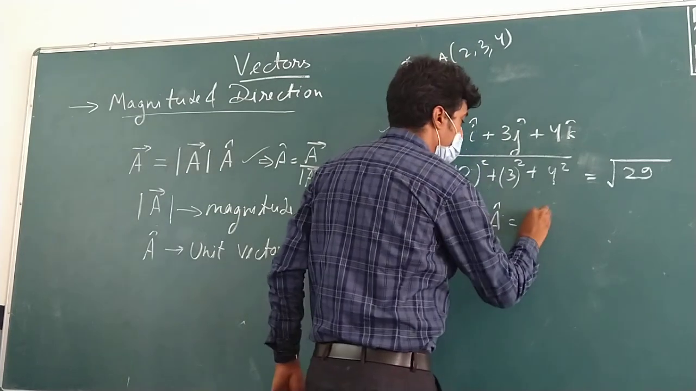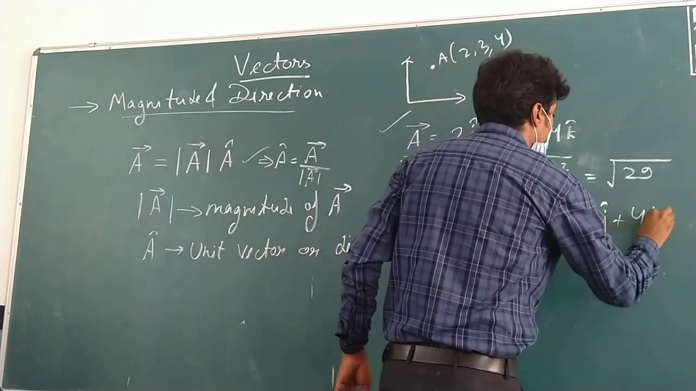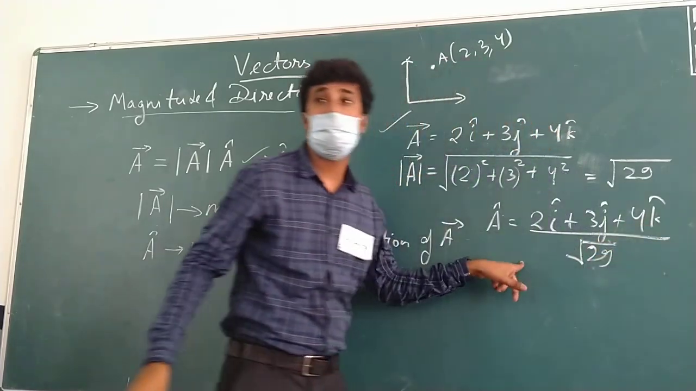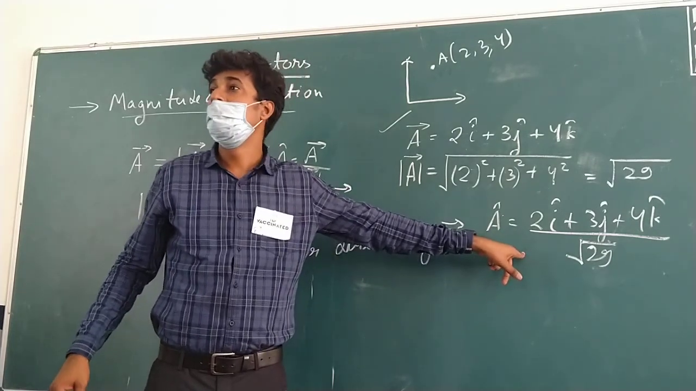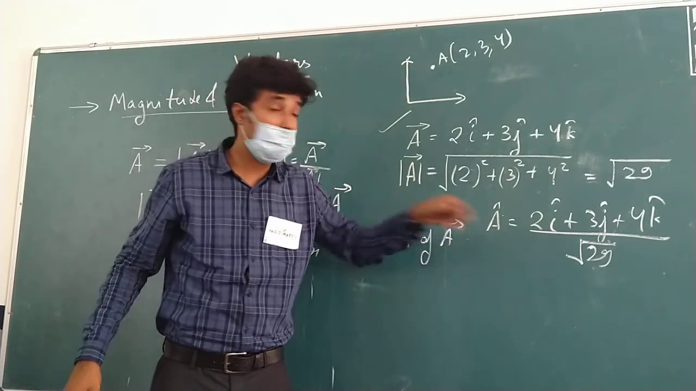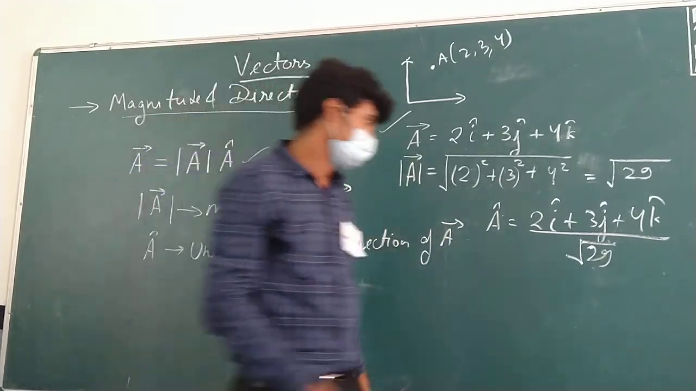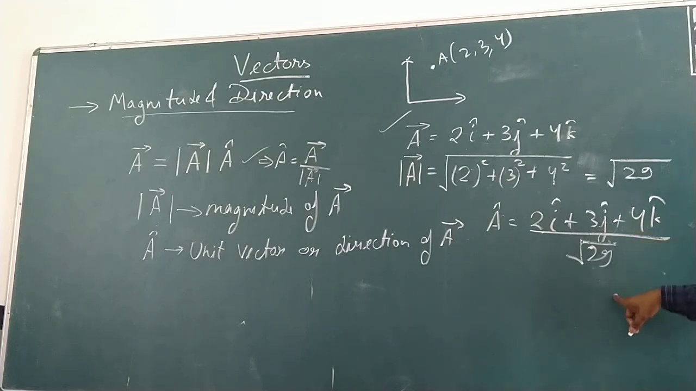Let's see, vector A is how much? 2i cap plus 3j cap plus 4k cap, whole divided by mod of A. This is a unit vector. Its magnitude is 1. It is only used for direction. Now you will say, sir, how is its magnitude 1? I'm going to prove it. It is 2 upon under root 29 i cap, 3 upon under root 29 j cap, 4 upon under root 29 k cap.